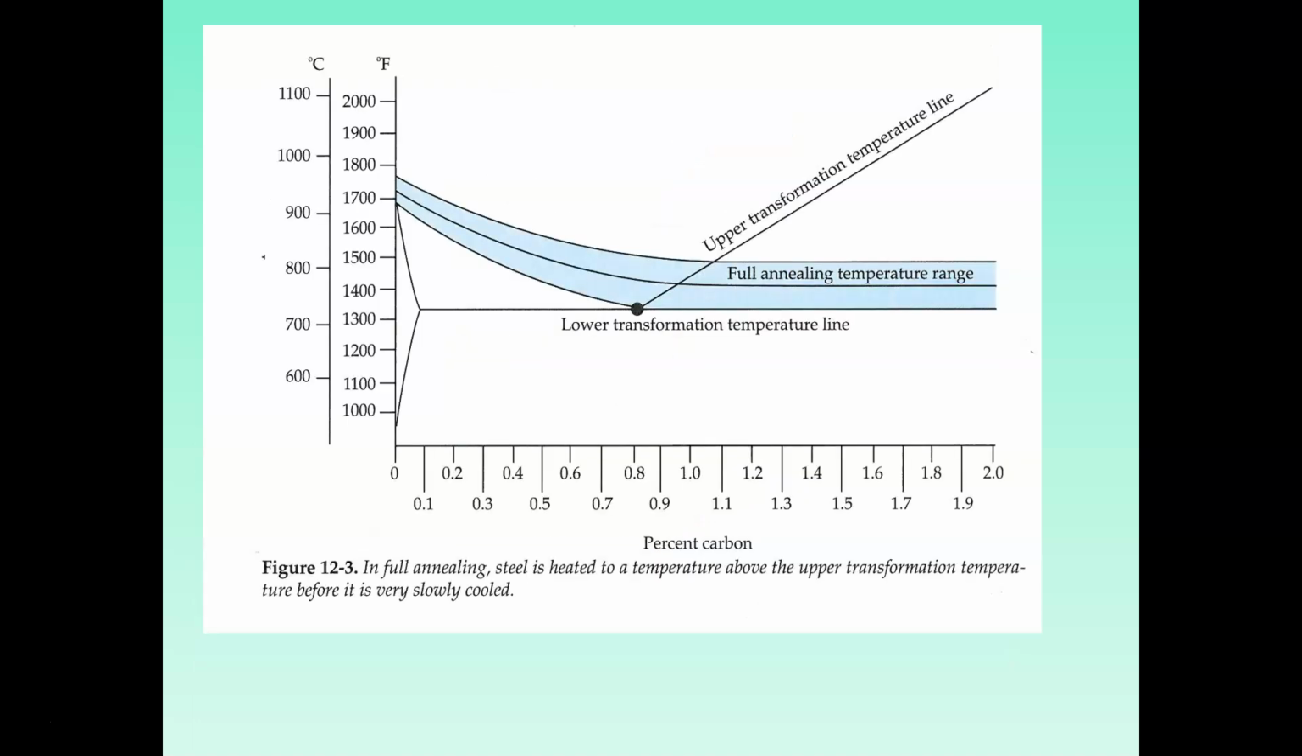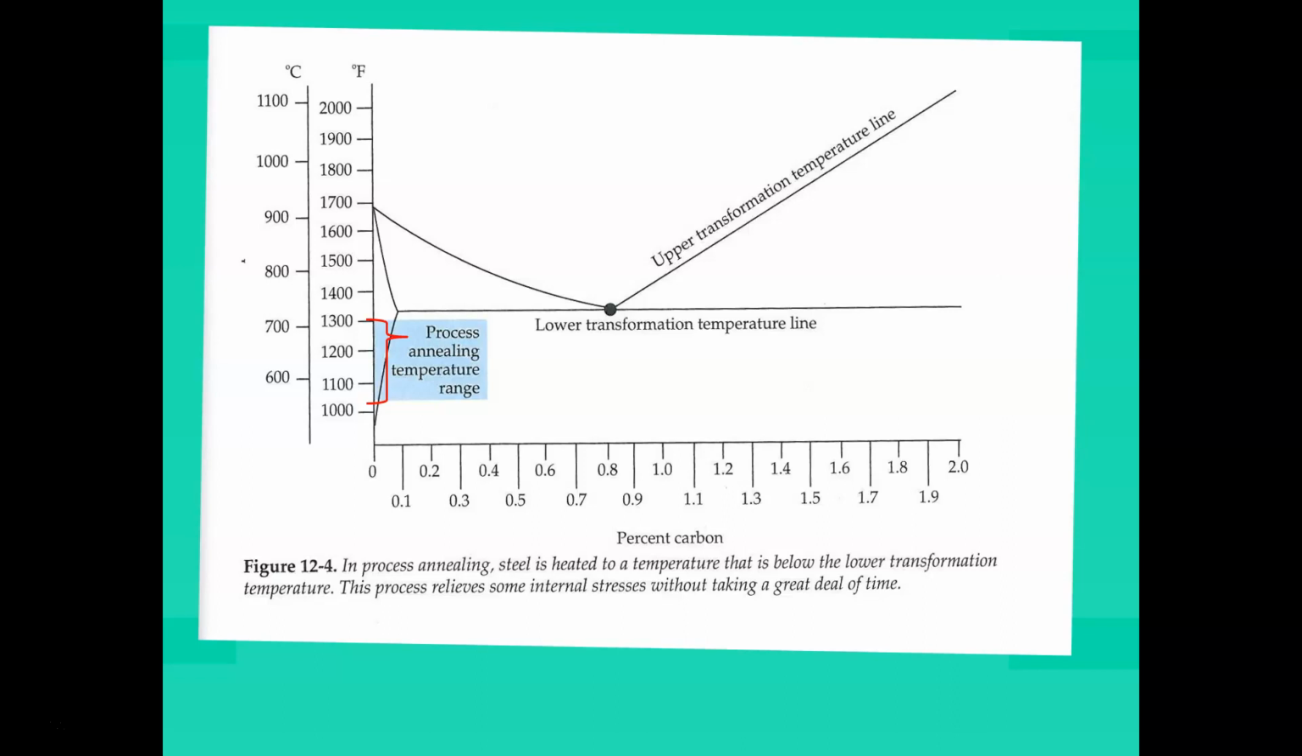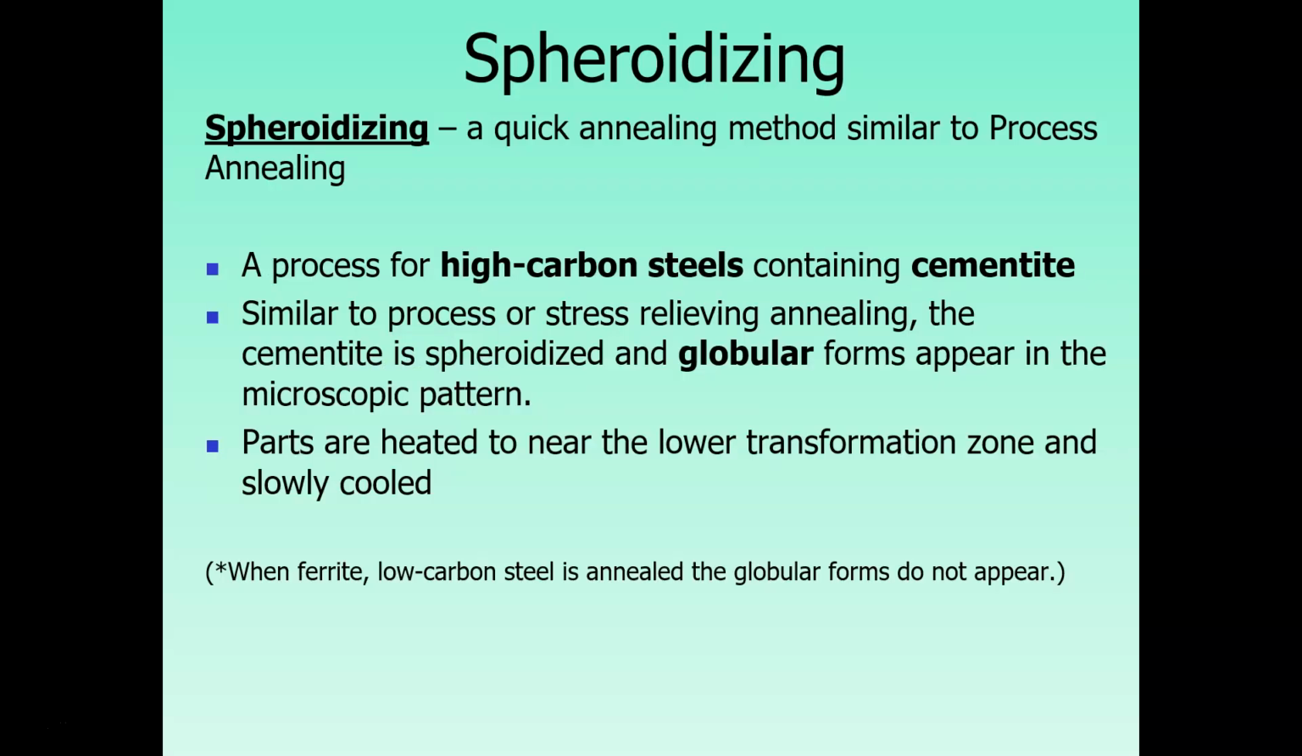Figure 12.3. In full annealing, steel is heated to a temperature above the upper transformation temperature before it is very slowly cooled. Figure 12.4. In process annealing, steel is heated to a temperature that is below the lower transformation temperature, and this process relieves some internal stresses without taking a great deal of time, thus saving the company money.